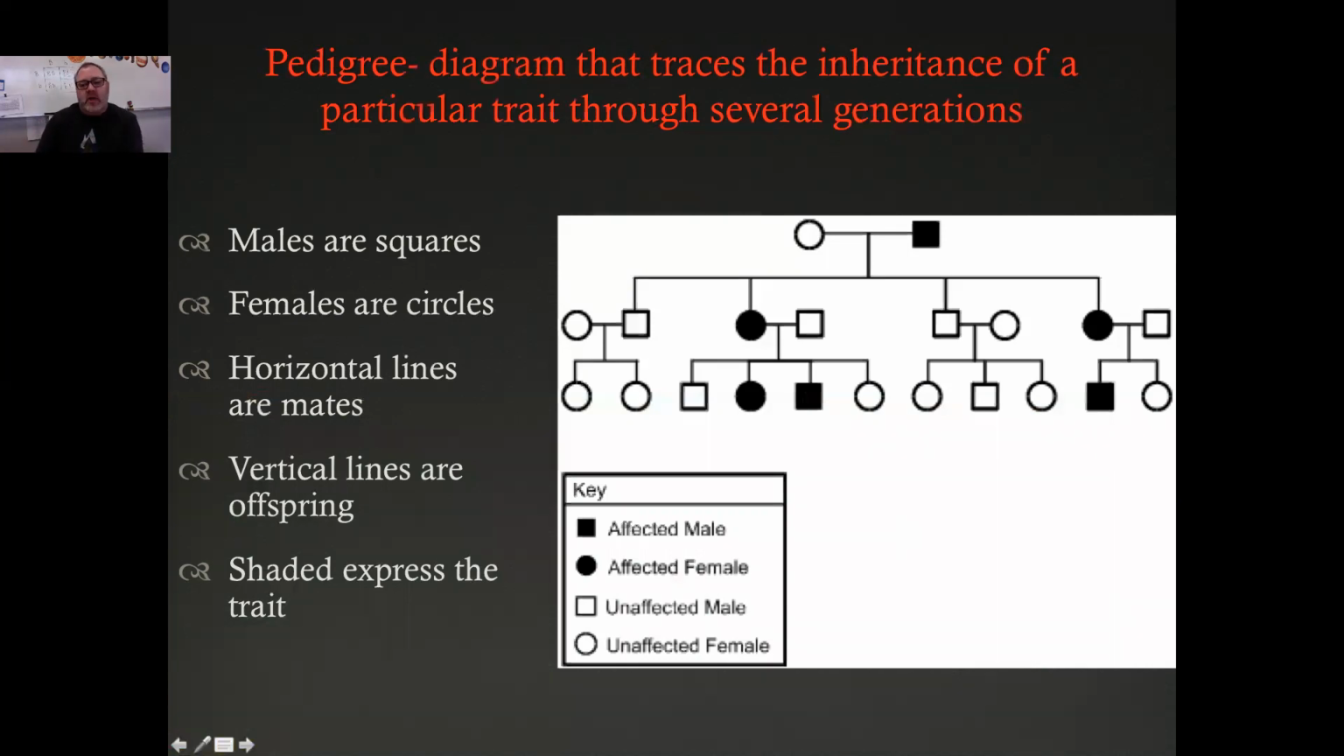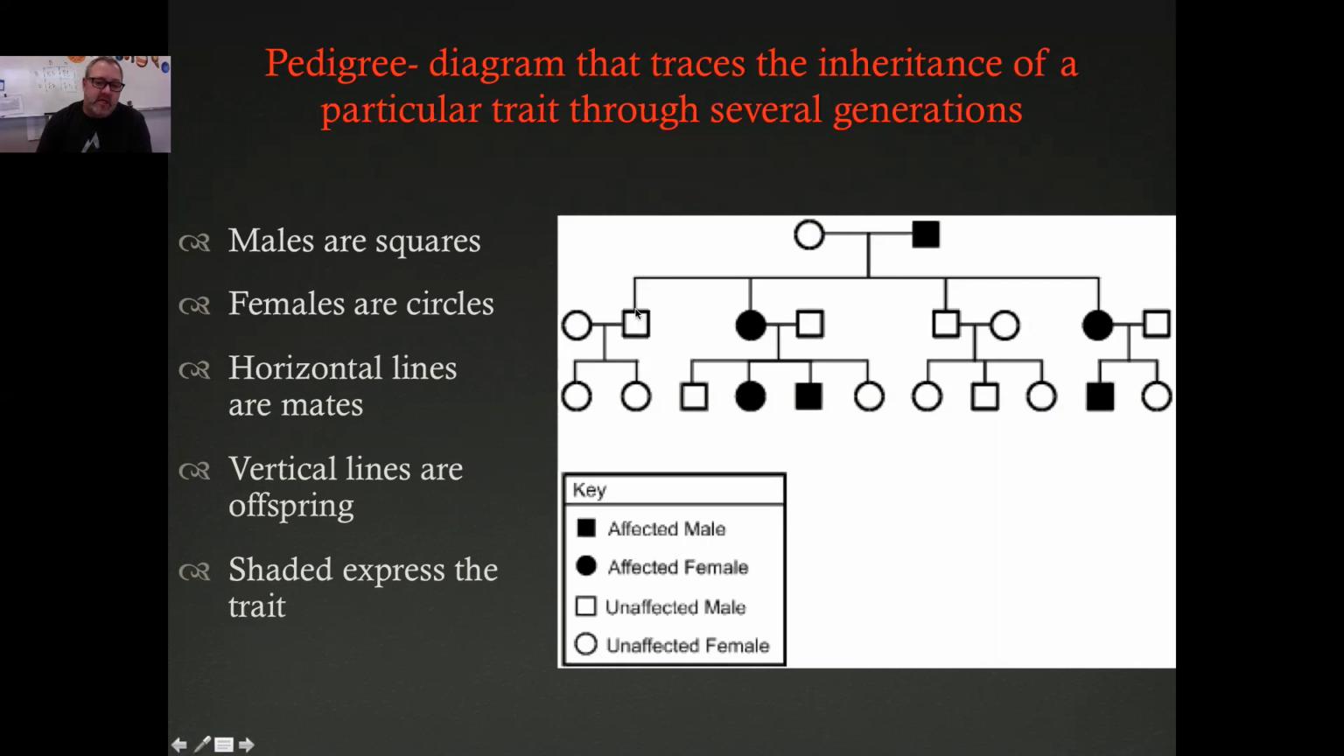Now, squares represent males, circles represent females. The horizontal line between the two are the mates, okay? So this would be father and this is mother. They're connected by a horizontal line. And then we have a vertical line that's connected to a horizontal line. Now, anyone that's connected directly to the horizontal line with a vertical line is the child of these parents, okay? So this is the parental generation. This is F1 generation. This is F2 generation, okay?